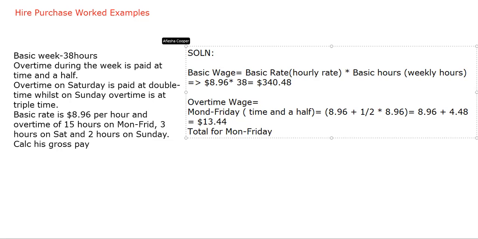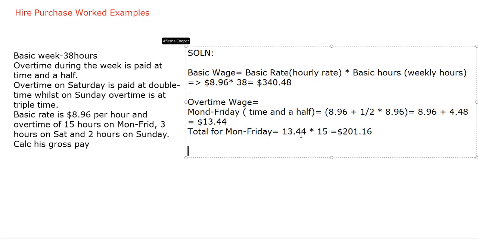How many hours did he work from Monday to Friday? Head back to the question. And they said overtime during the week is paid at time and a half. So let's go down, during the week, he worked 15 hours from Monday to Friday. So we know that we multiply 13.44 by 15. And we get 201.16. So we are finished with Monday to Friday.